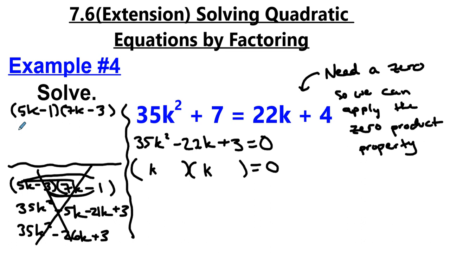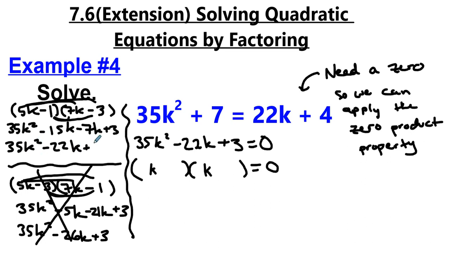So let's see. 5k times 7k. If I FOIL these together, I get 35k squared. The outside two together gives me a negative 15k. The inside two together gives me a negative 7k. And the last two getting multiplied together gives me a positive 3. Combine those like terms, I end up with 35k squared minus 22k plus 3. And sure enough, that trinomial is the same as the one that we started with. So 5k minus 1 and 7k minus 3. That is the factored form of that trinomial.